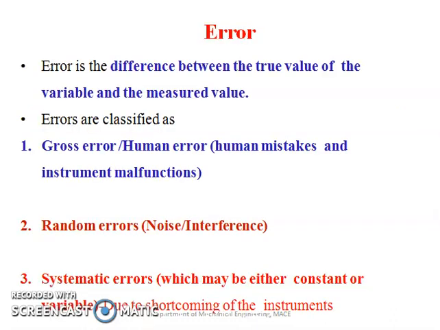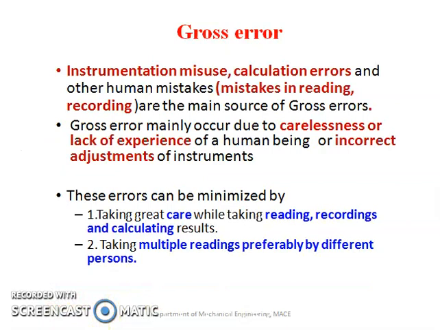As you know, the error is the difference between the true value and the measured value. And the errors in the measuring systems can be classified into: first one, gross error or human error; second one is random errors; and third one is systematic errors. We'll see one by one. First one is gross error.